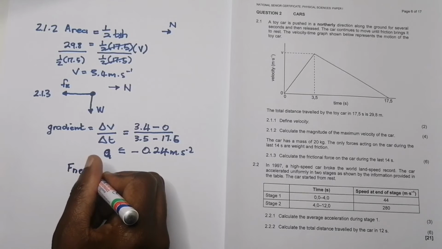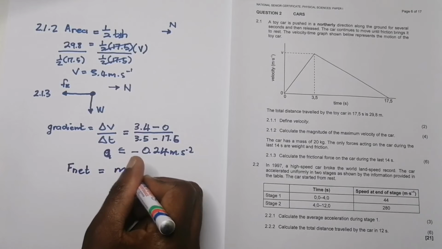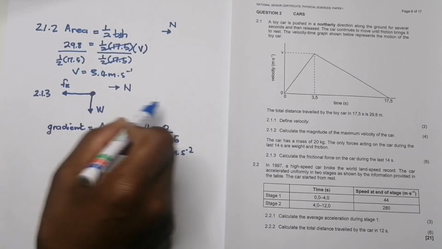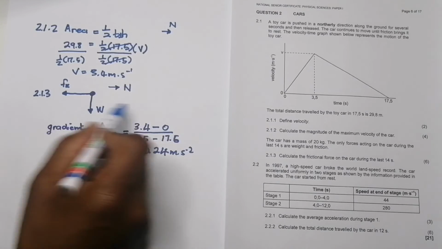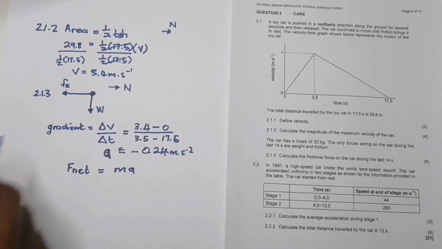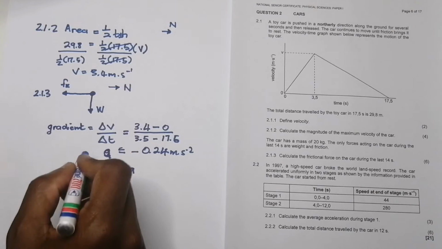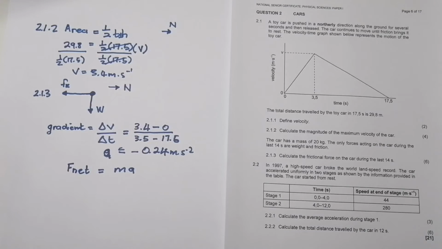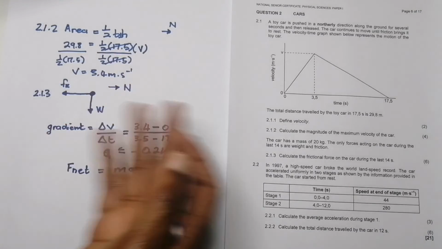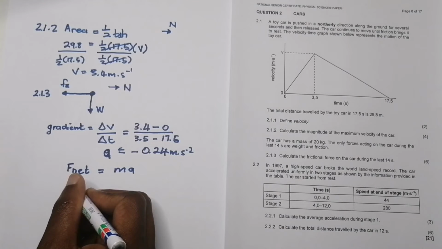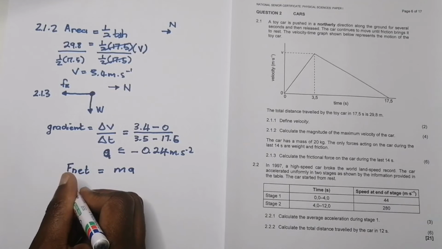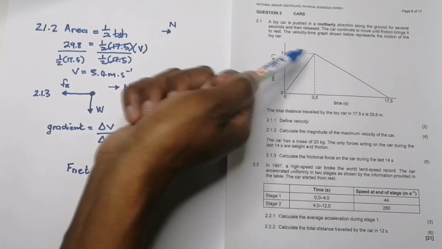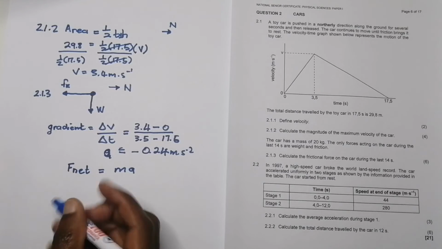Now we say F net is equal to MA, right? But what are the forces acting in that particular direction? We're not looking at the weight of the car, because that's a force that is perpendicular to our motion. So we're only going to take the sum of forces in the horizontal direction. It's going to be the frictional force only. And remember, that's the reason why it was slowing down in the first place.